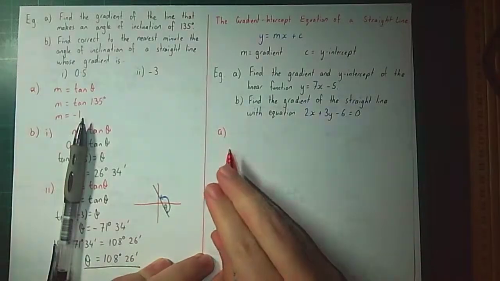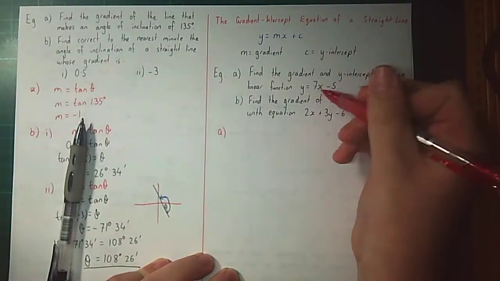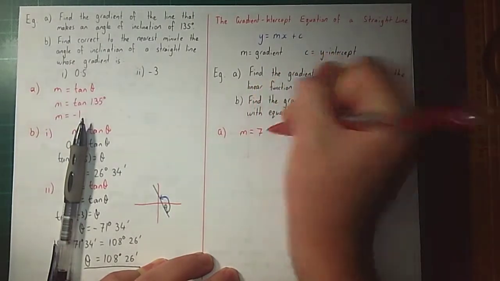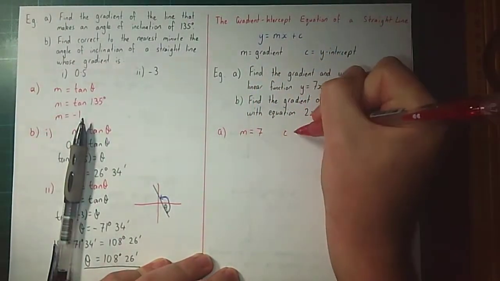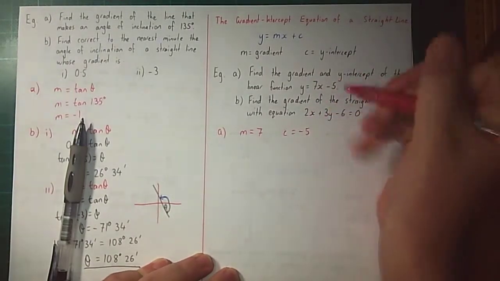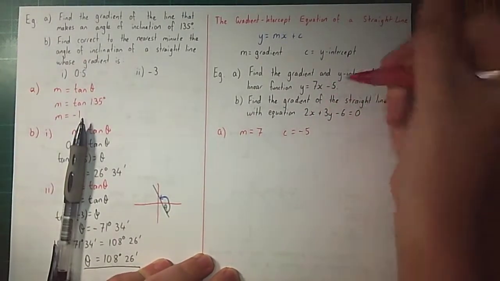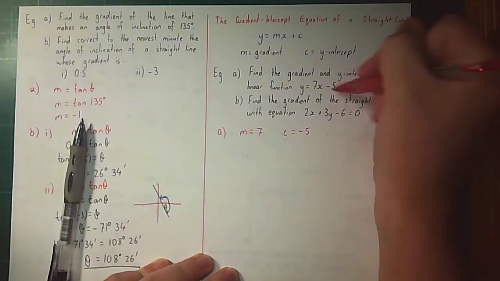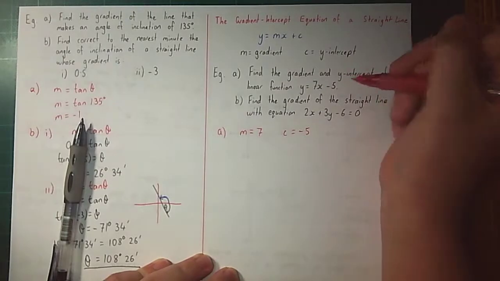So for A, m, which is the number in front of the x, is going to be 7. And c, the number by itself, is negative 5. Remember that if there's a negative there, it has to go with it. It's the whole number added on. It could be a whole number, decimal, whatever's extra with no x, added or subtracted, that's what we need to chuck in for our y-intercept.